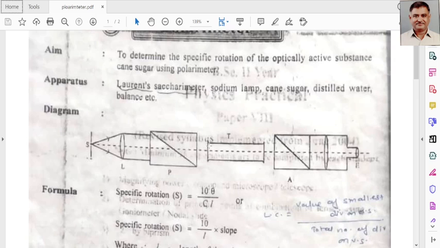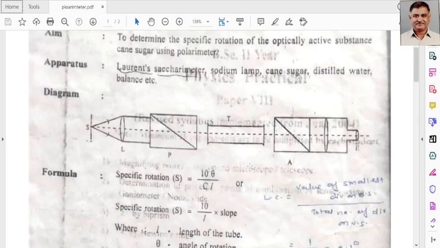This is a tube which we will fill with the sugar solution. This is just a prism, a nicol prism we can say, and this is a telescope eyepiece by which we will observe these things.